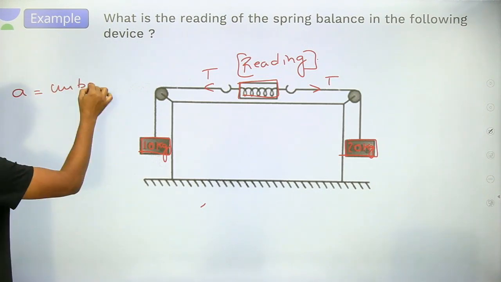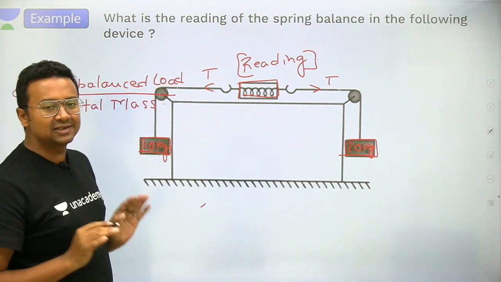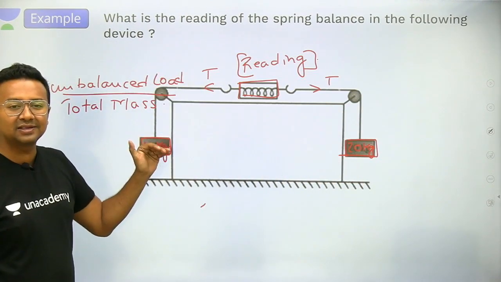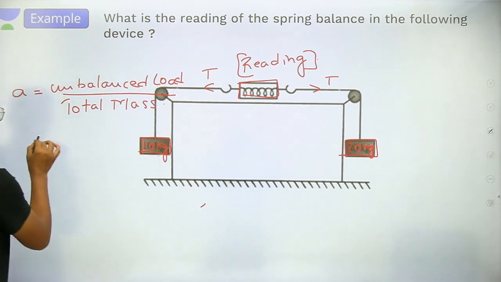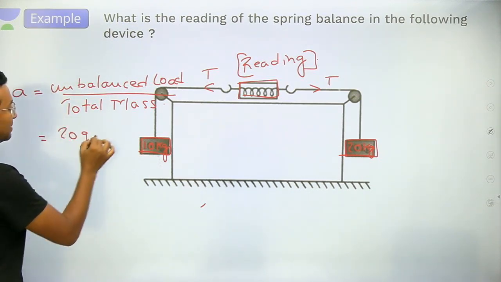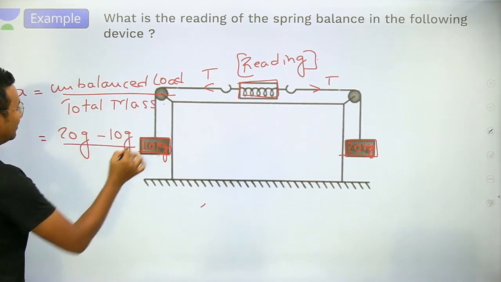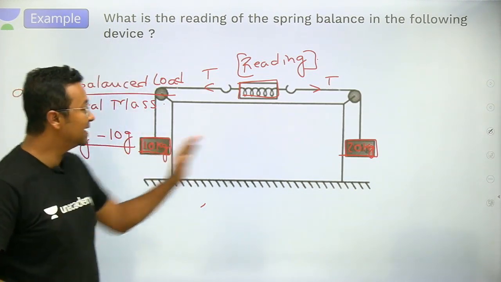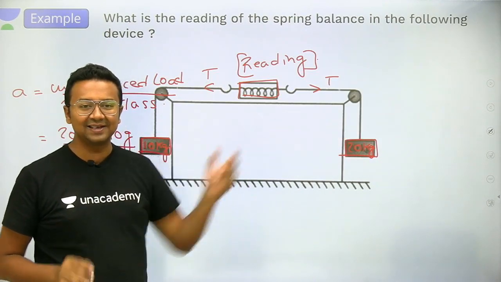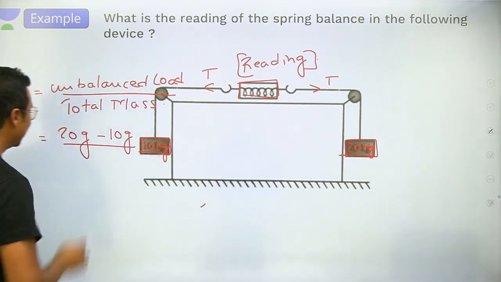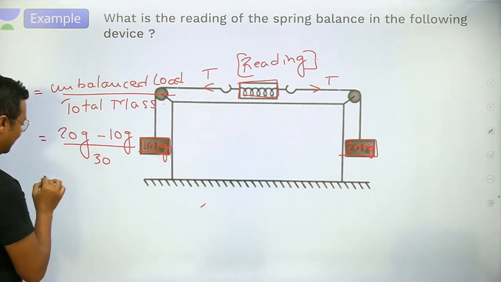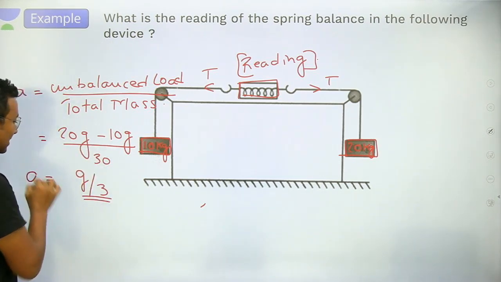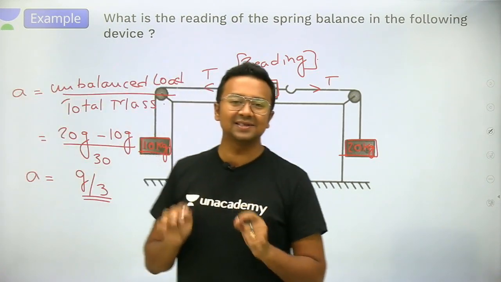Unbalanced load out here. Here I have 20 kg, here I have 10 kg. So the unbalanced load will be equal to how much? It will be 20g minus 10g divided by the total mass of the system. The total mass of the system is 10 plus 20, that is equal to 30 kg, isn't it? So this will be 30. So I can write this as g divided by 3 as the acceleration of the entire system.